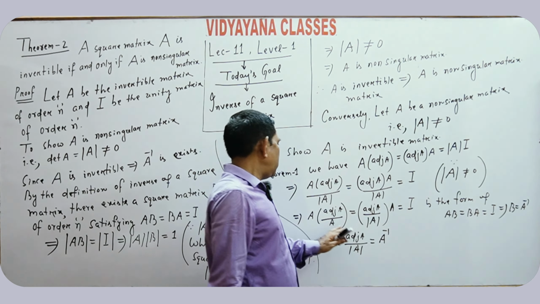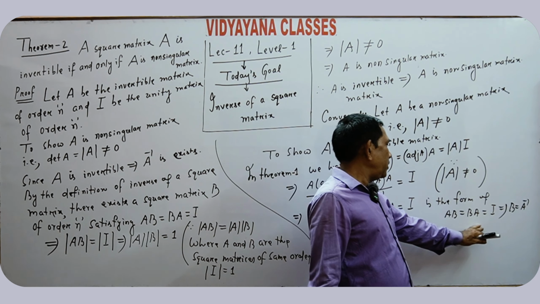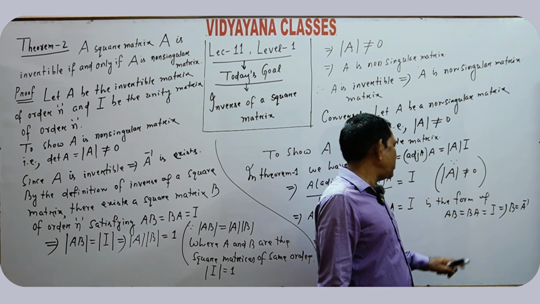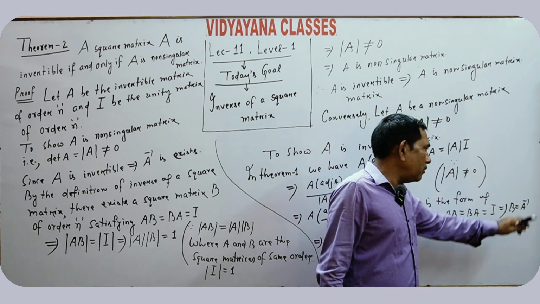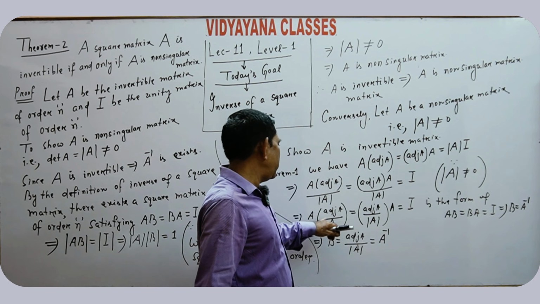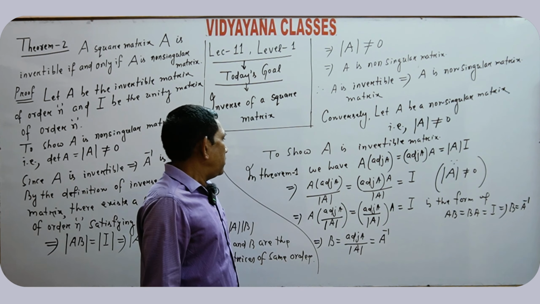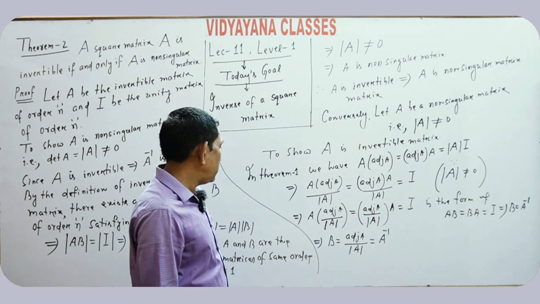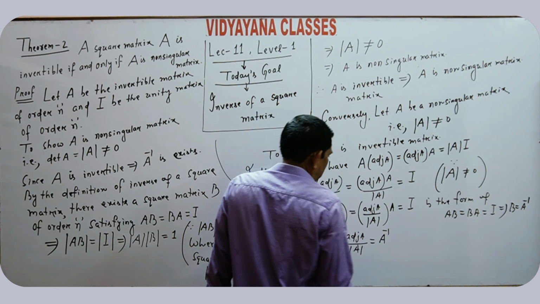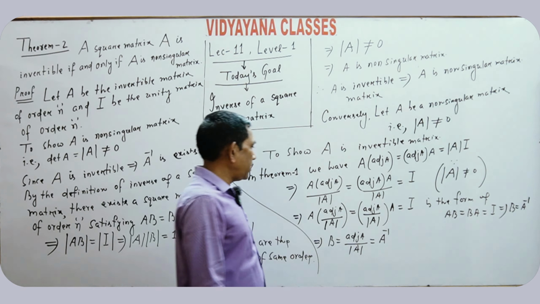Clear? Since it takes the form of AB is equal to BA is equal to I, it is the definition of inverse of the square matrix capital A. So B is the inverse of A. Here B means adjoint A divided by A determinant. Here B is equal to adjoint A divided by A determinant is equal to A inverse. Hence the inverse exists.